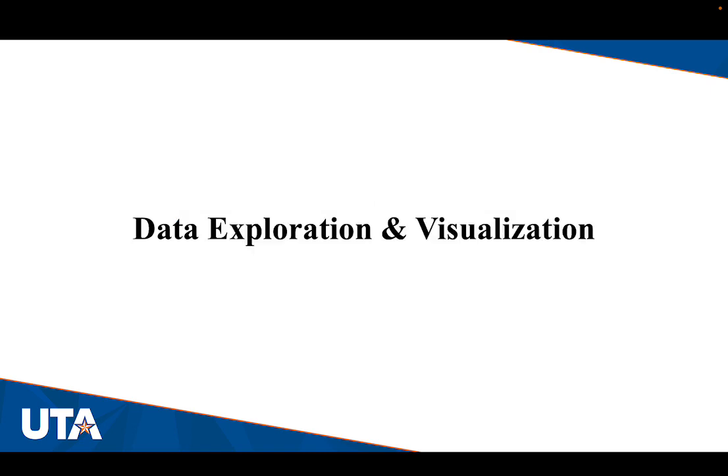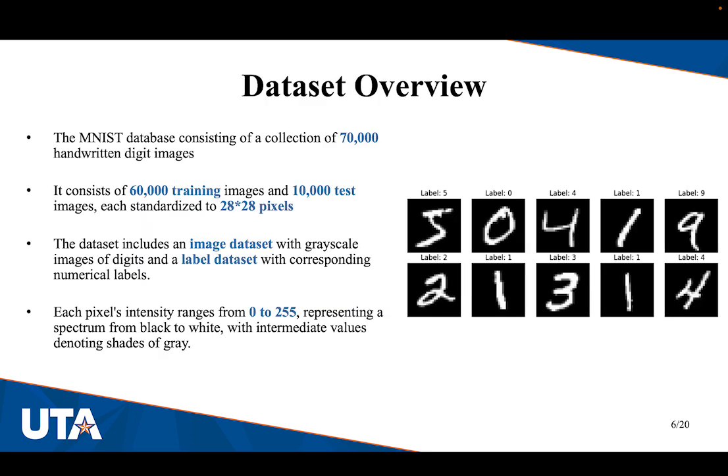In this section, we want to become familiar with the MNIST dataset a little bit more. The MNIST dataset contains a collection of 70,000 handwritten images, and these 70,000 are split into two subsets, training and testing: 60,000 training images and 10,000 testing images, and each image is 28 by 28 pixels.